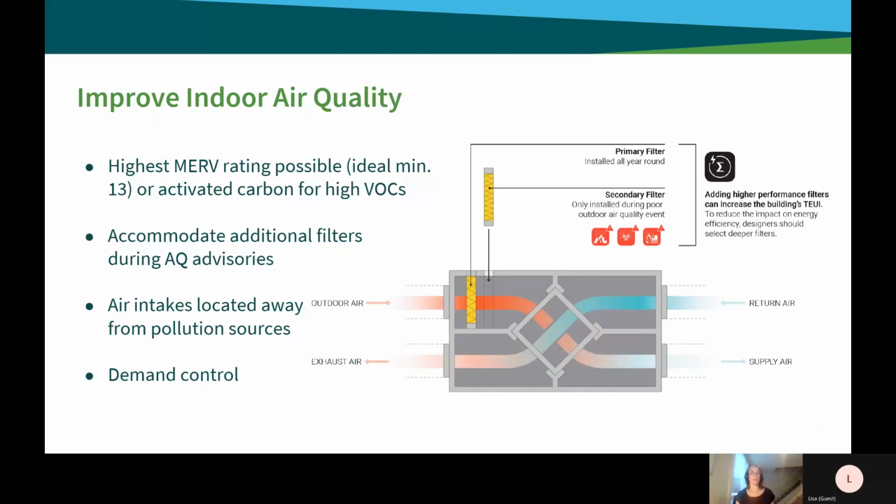Of course, standard good practices also apply. You want to make sure you're locating your air intakes as far away from pollution sources as possible, and using demand control ventilation to control pollutant concentrations in a space is a good idea to help reduce energy use by supplying only the amount of outdoor air that is required at any given time.